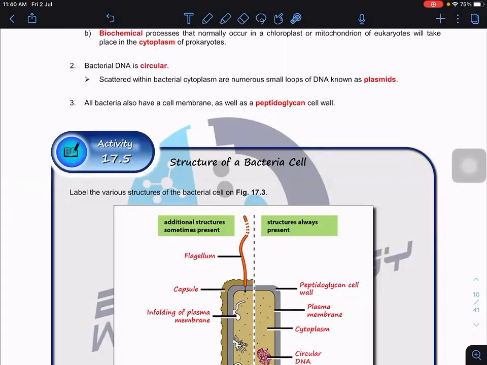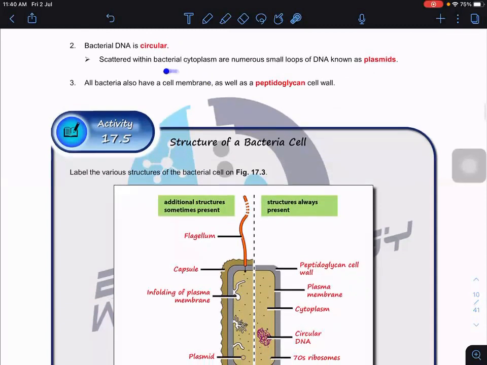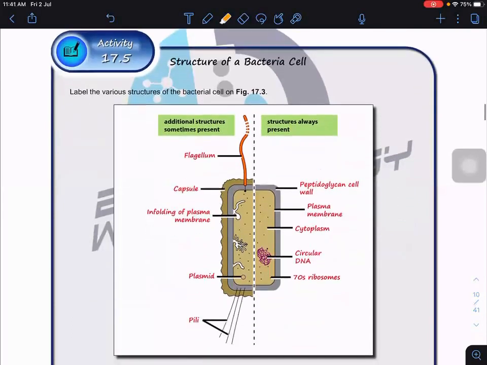Scattered within the bacterial cytoplasm, you have many small loops of DNA known as plasmids. You should be familiar with plasmids, and this is particularly important when we talk about genetic engineering. They have a cell wall. If they have the cell membrane as well as the cell wall, the highlight is that it must be a peptidoglycan cell wall for bacteria. Are you clear? Again, it's quite a quick one.